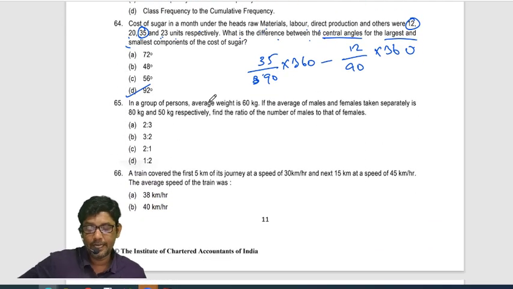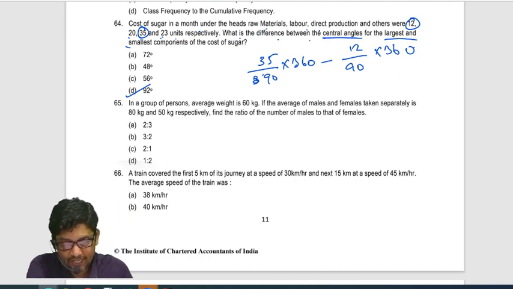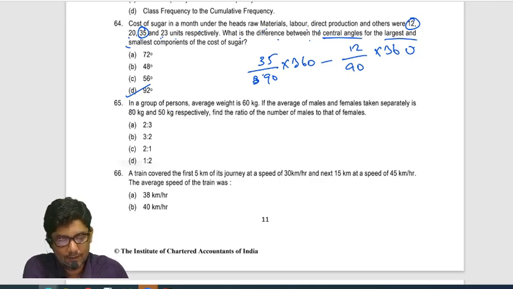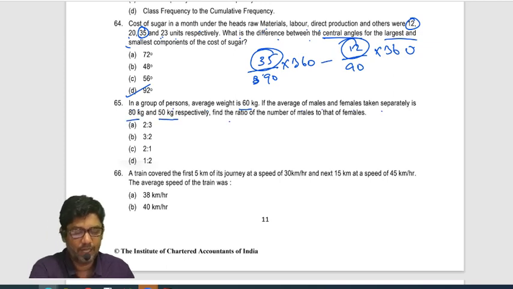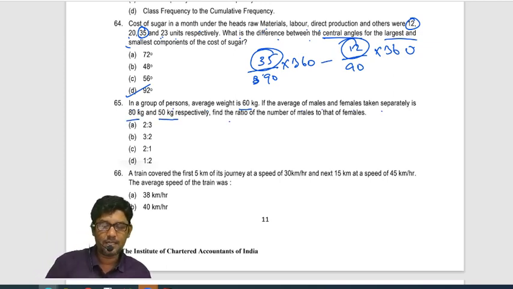Okay, next one. Wow, fantastic. Yes Dinesh, that is range; central angle is data by total into 360. Range is highest value minus lowest value. Now listen here. In a group of persons, average weight is 60 kg. The average weights of males and females taken separately are 80 kg and 50 kg respectively. Find the ratio of the number of males to females.